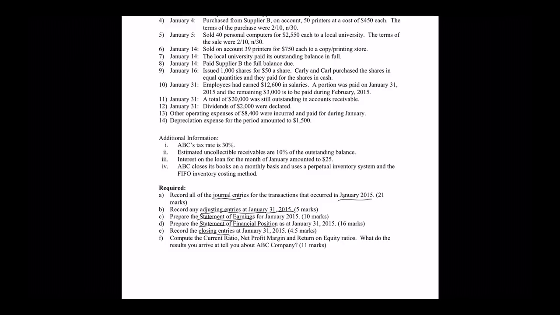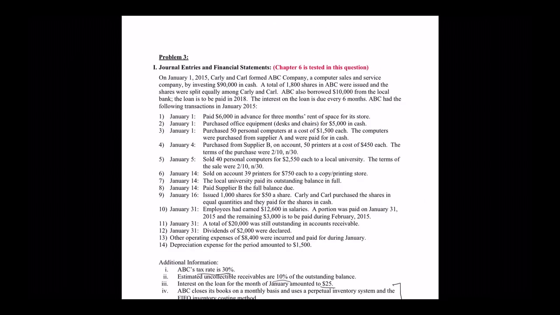For additional info, usually the next place you should look, they give us the tax rate for ABC. They tell us that the uncollectible receivables are 10% of the outstanding balance. Interest for the month was $25. And they let us know that ABC closes the books on a monthly basis and uses a perpetual inventory system. So this just means that you'll be recording every single inventory purchase and recording cost of goods sold with every sale. So let's read the narrative for the story.